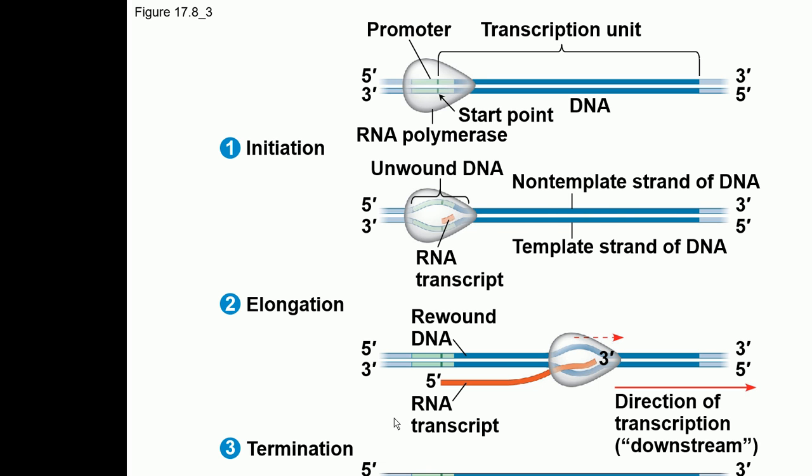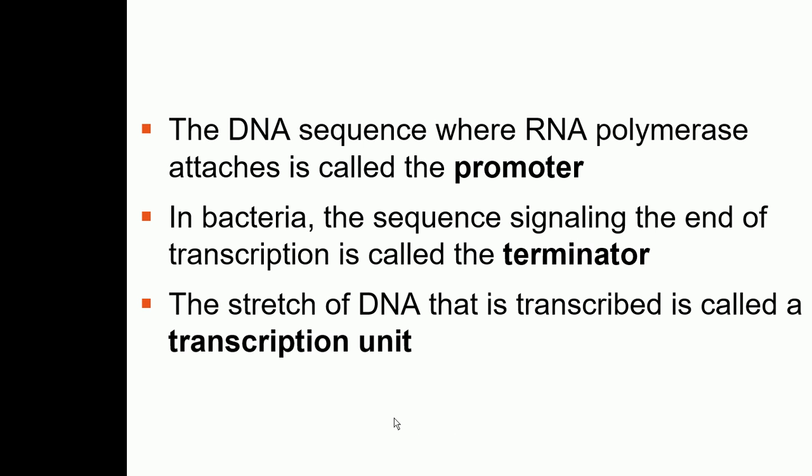So the DNA sequence where RNA polymerase attaches is called the promoter, as I just told you. In bacteria, the sequence signaling the end of transcription is called the terminator. The stretch of DNA that is being transcribed is called the transcription unit.